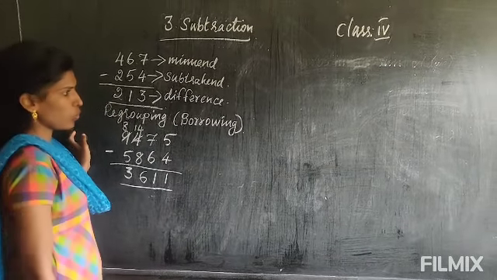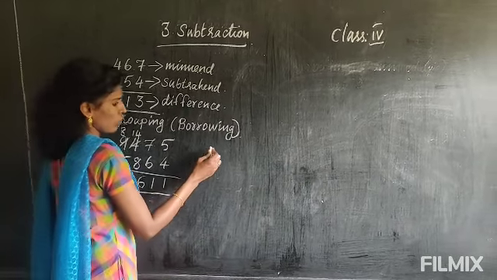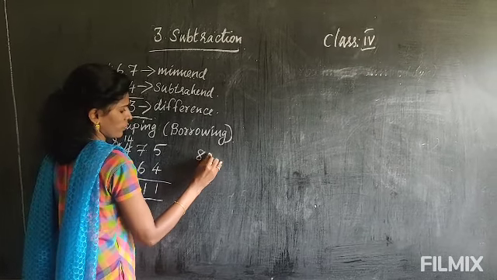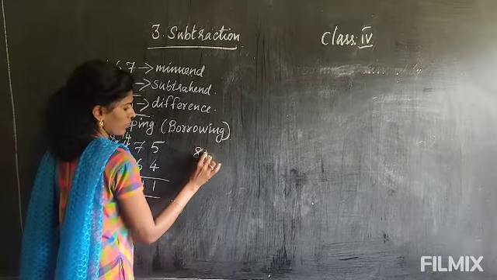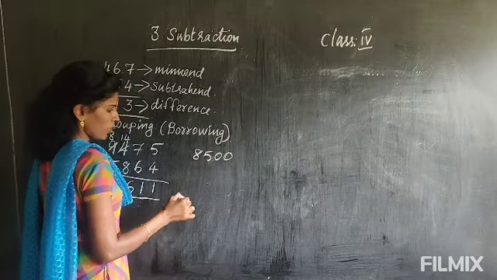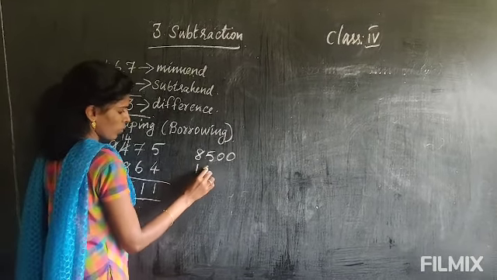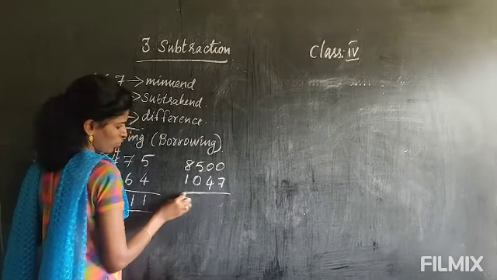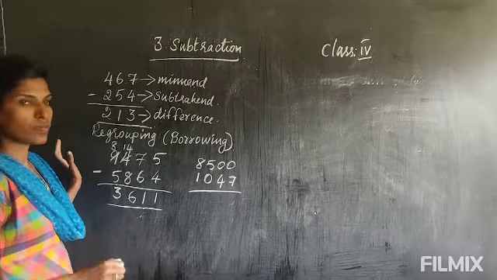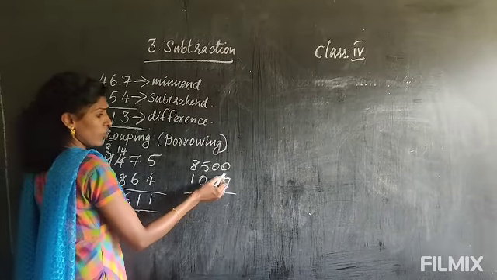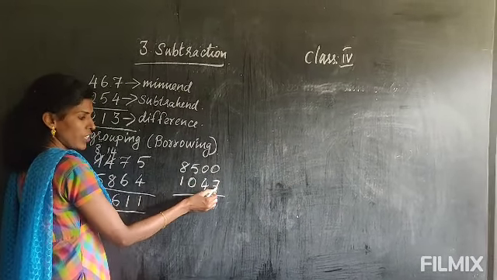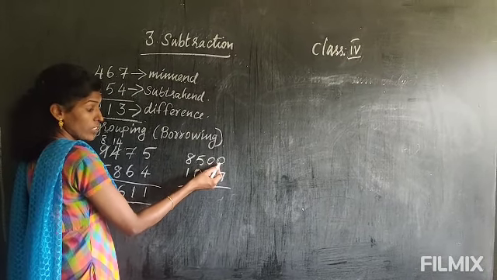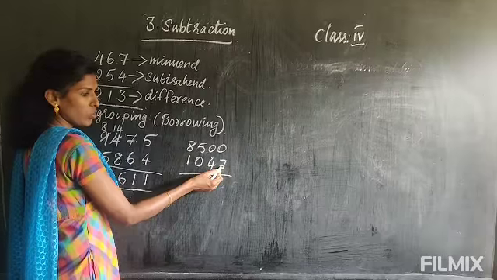Now to minus 0. How to minus if there is a 0? Let me give an example. From 8,500 you have to minus 1,047. Here you see 0 is a smaller number, 7 is a bigger number. So you cannot minus. Since you cannot minus, what will you do?